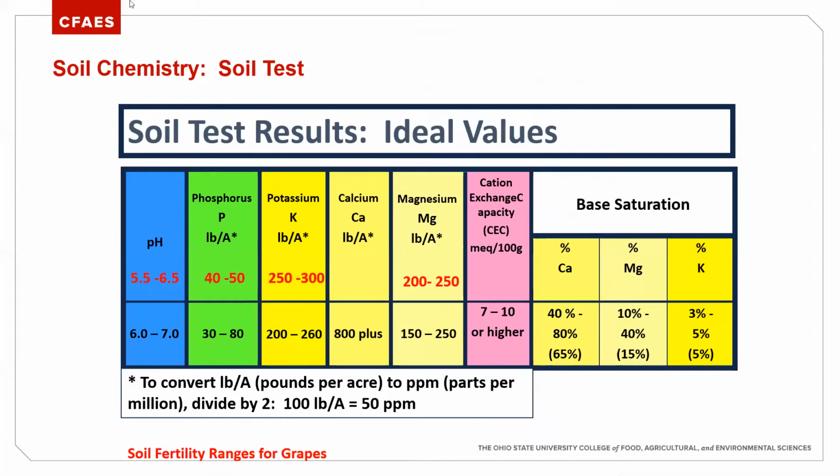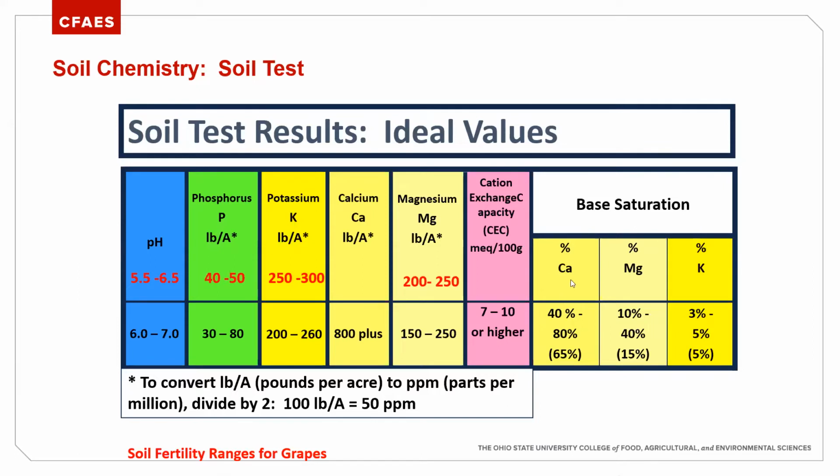Another thing to notice is that these are in pounds per acre, and sometimes you will get soil tests back that are in parts per million, ppm. Simple conversion: if it's ppm, times 2 gives you pounds per acre. If it's pounds per acre and you want ppm, divide it by 2 and you'll get the ppm. We're also looking at base saturation.